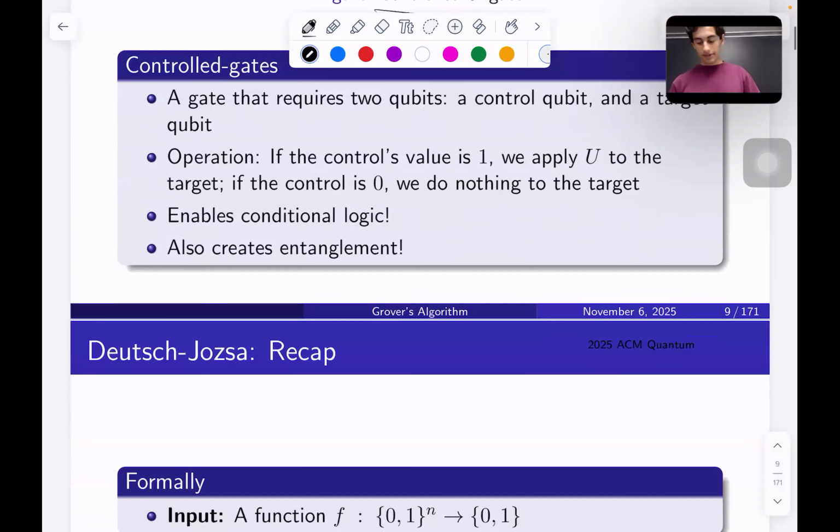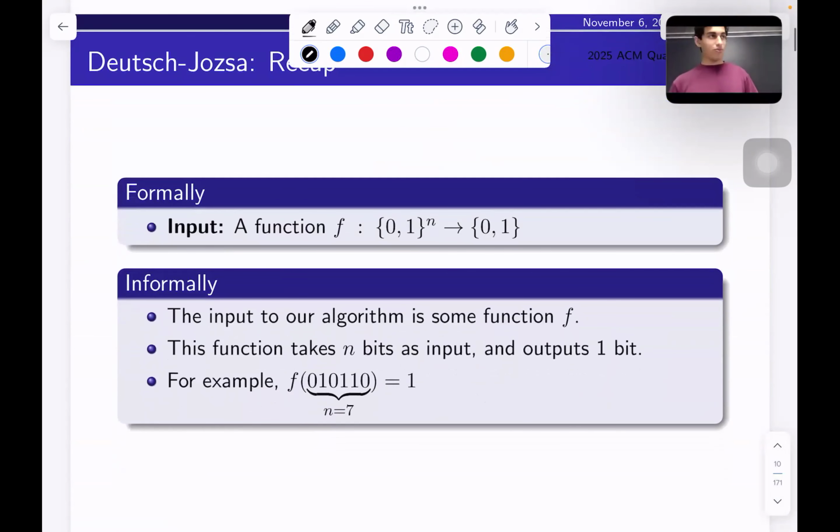Okay, now we'll recap the algorithm we covered 2 weeks ago, which is the Deutsch-Jozsa algorithm. So now I'll start going a little slower. The problem statement was that we have a function as our input to the algorithm. The function maps n-bit strings to single bits. So for example, you can have an n-bit string like this where n equals 7, and then you get some single bit like 1 or 0 as an output. It'll only be 1 or 0.